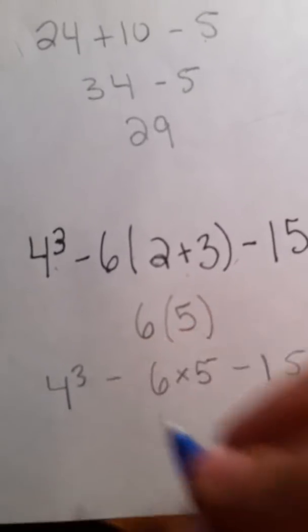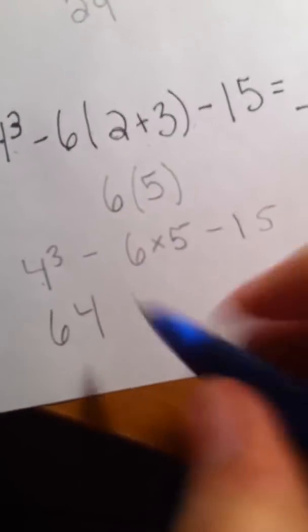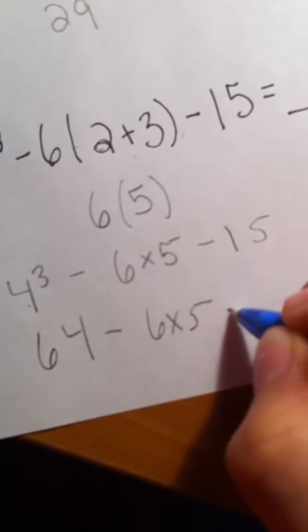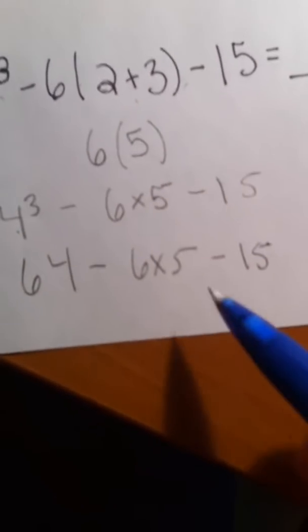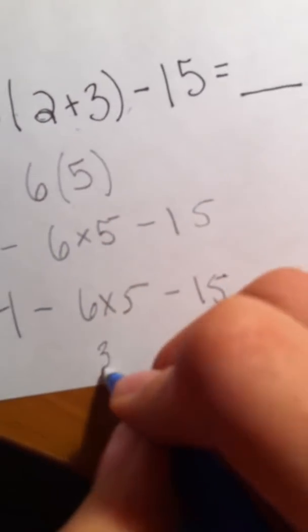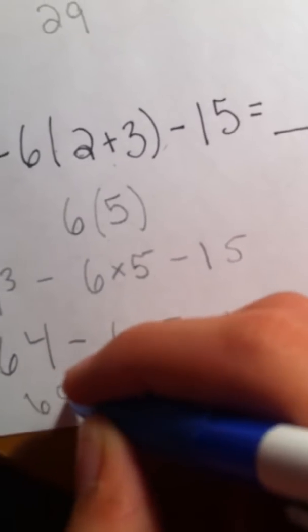And then once you go back up, you see that exponents comes next, so you must do that. So 4 to the power of 3 equals 64, and then you finish filling out your problem. And as you can see, we have multiplication, so you must do that first. 6 times 5 is 30, and then you fill out the problem.